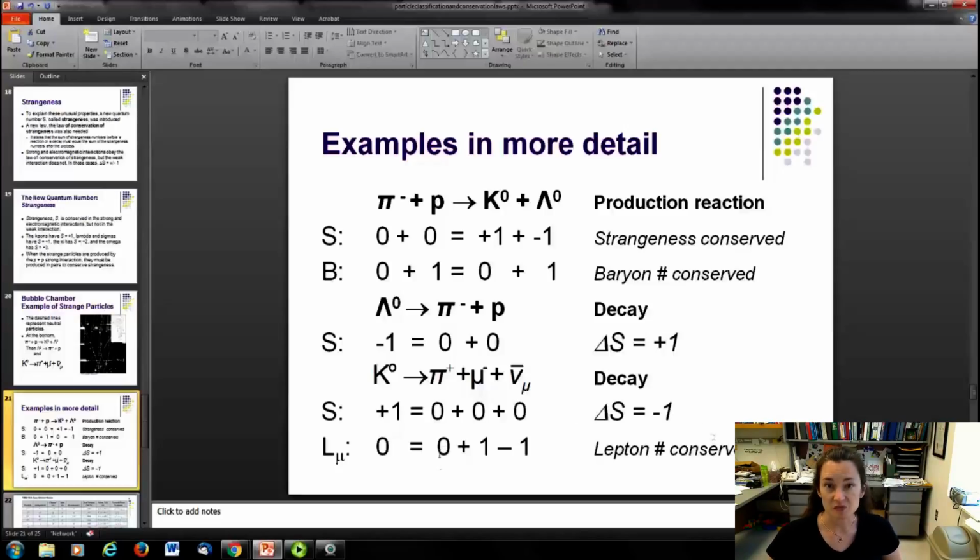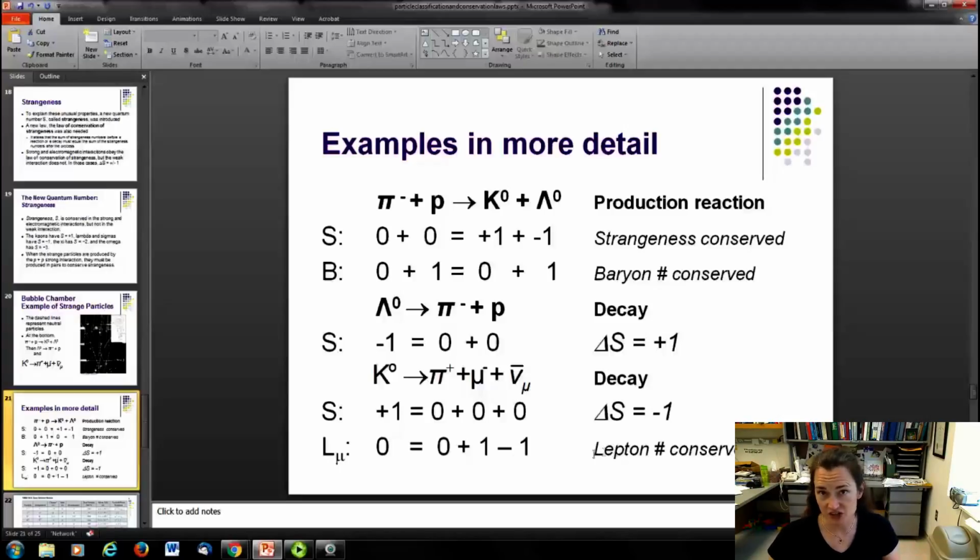Now, here you have some leptons, so let's go through lepton number. The kaon, not a lepton, its lepton number is 0. Pion, also not a lepton, number is 0. Here you have your muon. It has a muon lepton number of +1. And then here you have the antineutrino for the muon, and it has a muon lepton number of -1. So you have 0 on the left-hand side equaling +1 -1, which is 0 on the right-hand side. So lepton number is conserved. All right, there you have it.